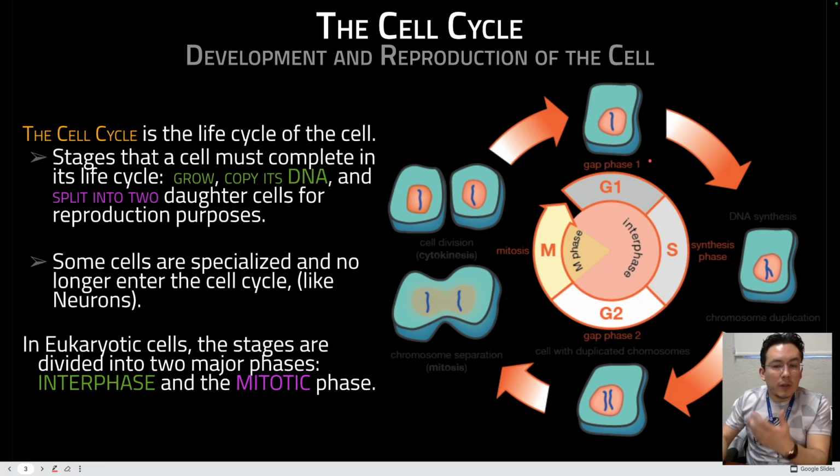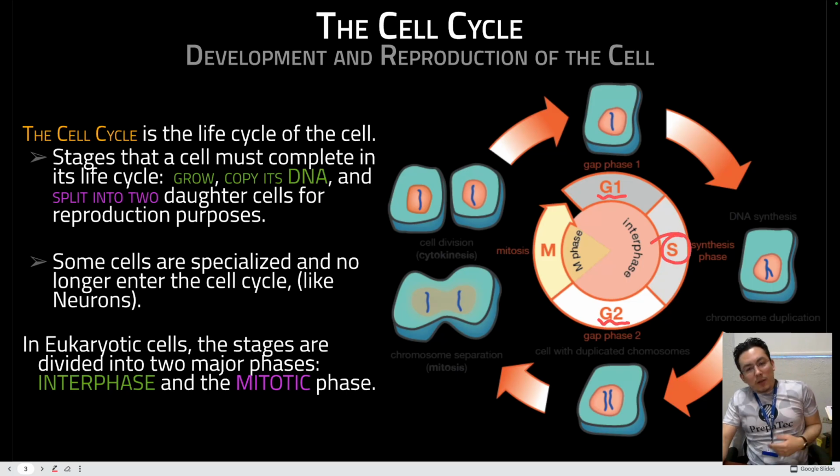So when the cell is starting to grow and to reach its level of maturity, it goes through two different growth phases that we've seen previously that are gap phase 1, gap phase 2, or G1 and G2. And in between the growth phases, we have something that we call the S phase or the synthesis phase. You probably memorized it as the synthesis phase, and this is where DNA replication or DNA synthesis occurs.